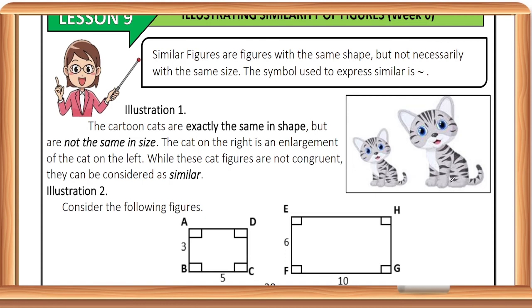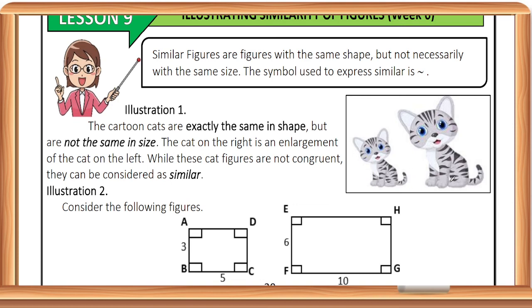The same shape and the same measurement, that is congruent. But in similar, they have exactly the same shape, but they have different measurements, no? Maaaring mas maliit yung isa or maaaring mas malaki ang isa. Dito sa ibang country kasi ang tawag dito is dilation, no? Dilation, that means meron kang scale factor.